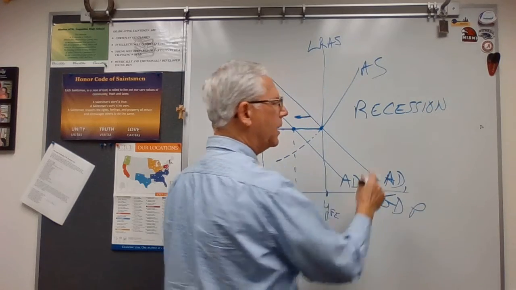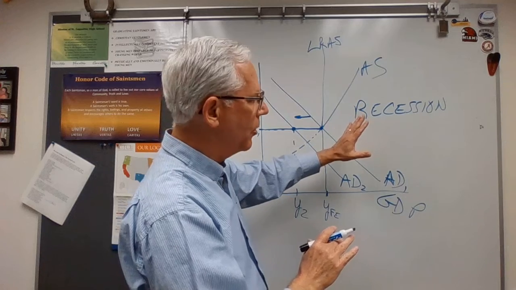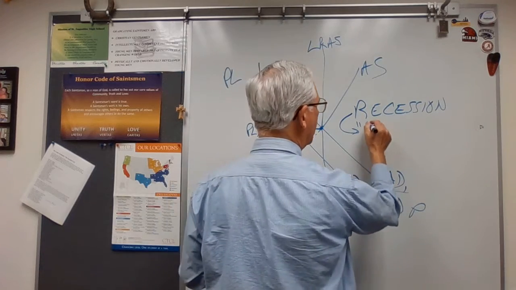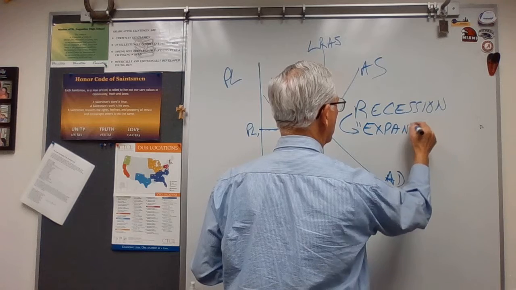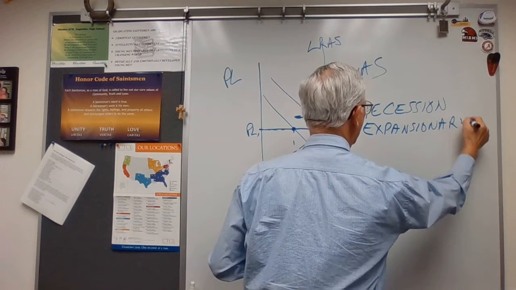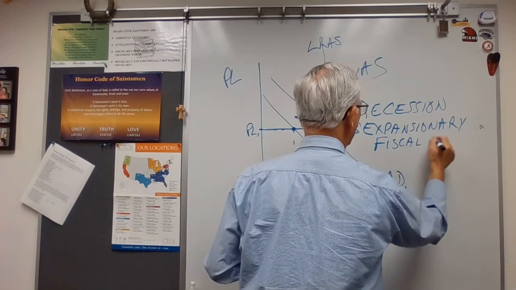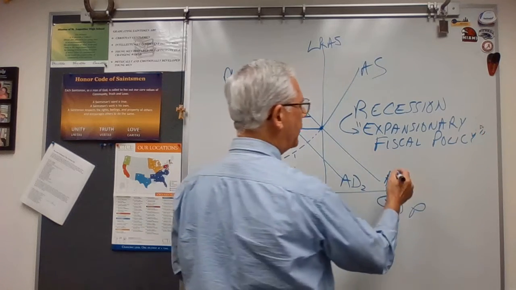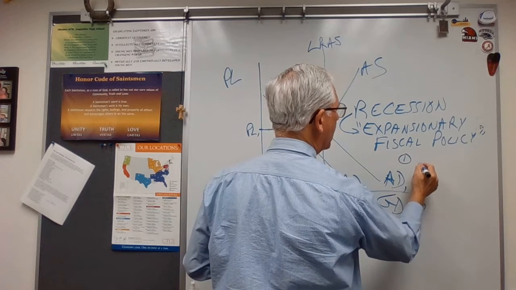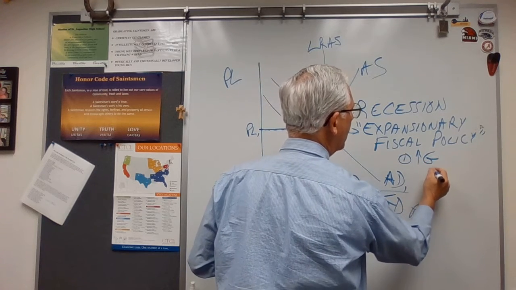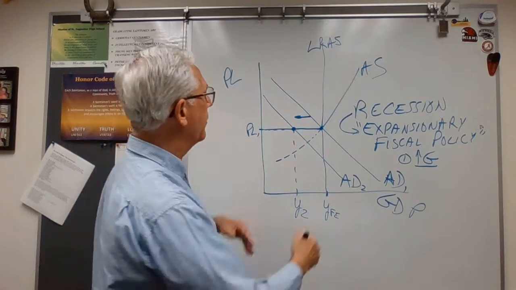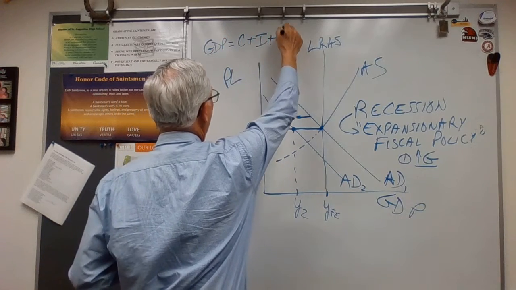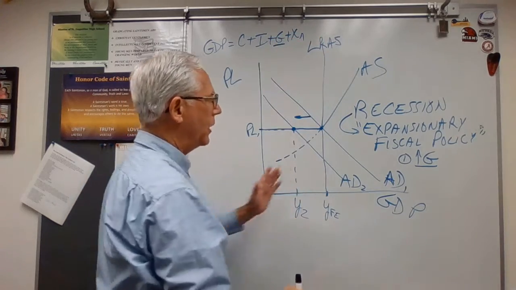So one thing that government can do in this recessionary period is increase government spending. But before I write that on the board, I'm going to write one more thing. A recession calls for what we call expansionary fiscal policy. And expansionary fiscal policy means government does one of two things. One, government increases government spending. Remember that G was government spending. Remember this equation up here: GDP equals C plus I plus G plus X sub N. So we can increase government spending.